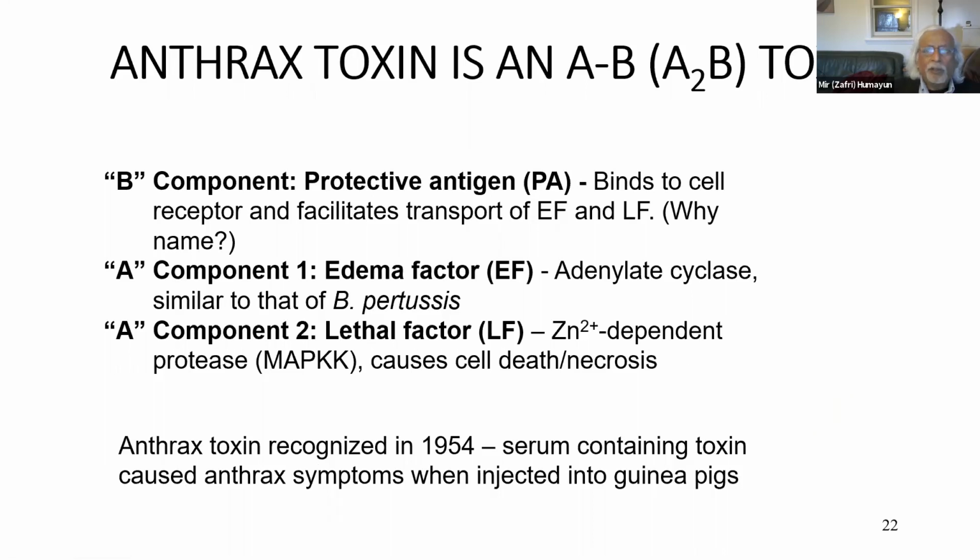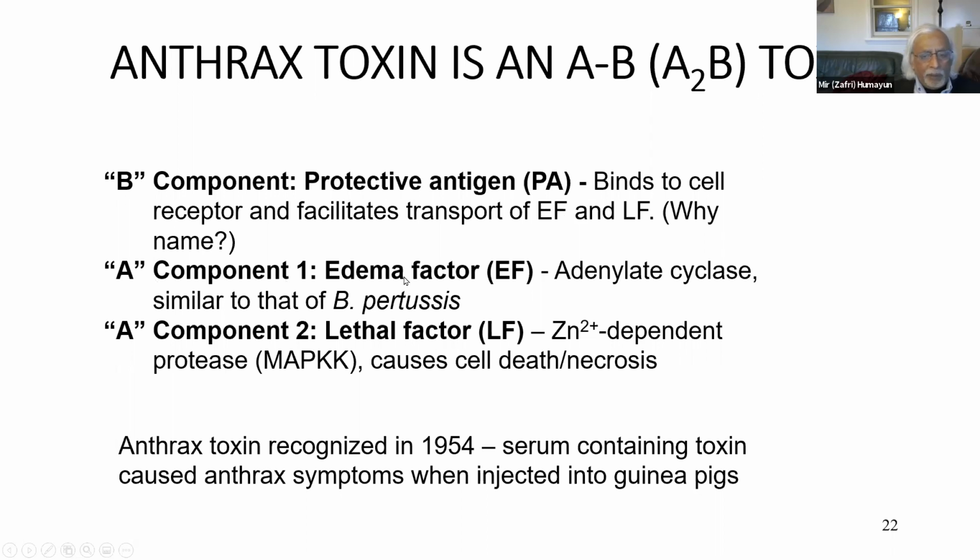Anthrax toxin is an AB type of toxin. It's a complex AB toxin with two different A subunits and a single B subunit. The B component also has the special name protective antigen or PA. So PA and B are the same thing. It binds to the cell receptor and facilitates the transport of the two different A subunits. The two different A subunits are called EF and LF.